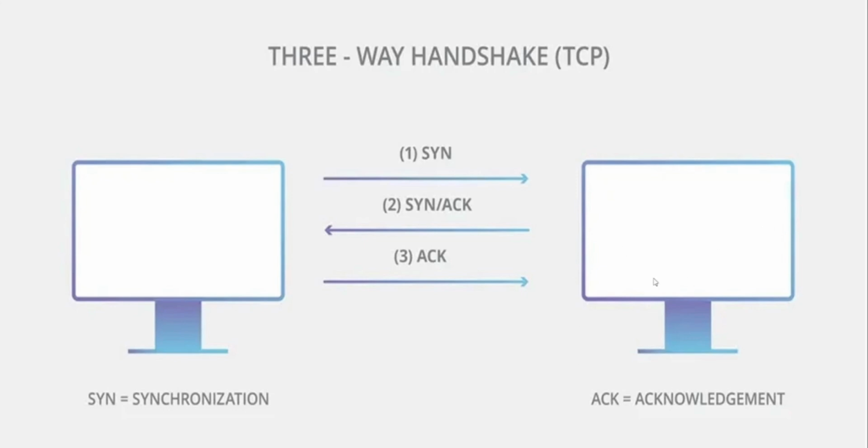And the server will respond with SYN and ACK. So I got your message, let's talk. And then again, the client will send the third packet, that is the acknowledgement packet. I got it, let's start talking. Here acknowledgement means that I received your message. Once this three-way handshake is complete, the devices can reliably communicate with each other. If at any point during the handshake there is an issue, the connection is not established and the process may be retried.